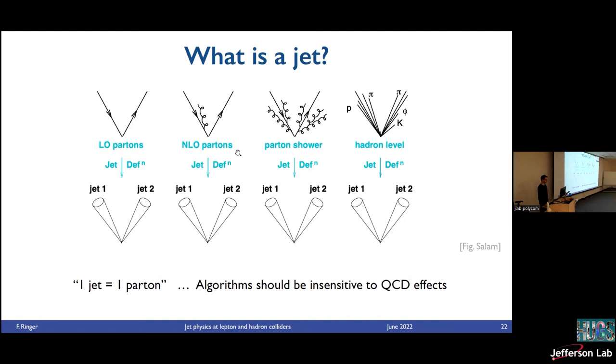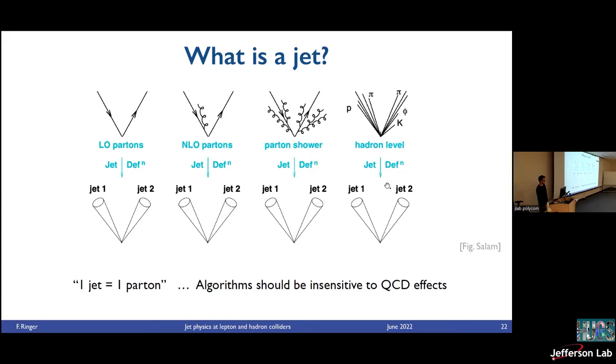And then of course, we don't actually observe quarks and gluons in the detectors, but we'll find protons, pions, kaons, and whatnot, right? So there's a transition here from the parton, quark and gluon level to the hadron level on the right. And again, what the algorithm should do is group those actual particles, not quarks and gluons, together, the ones here on the right. And it should again give us jets one and two.